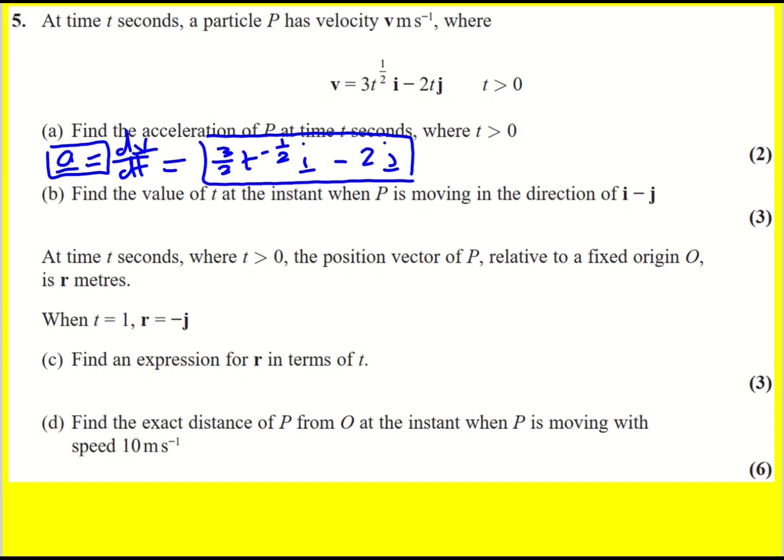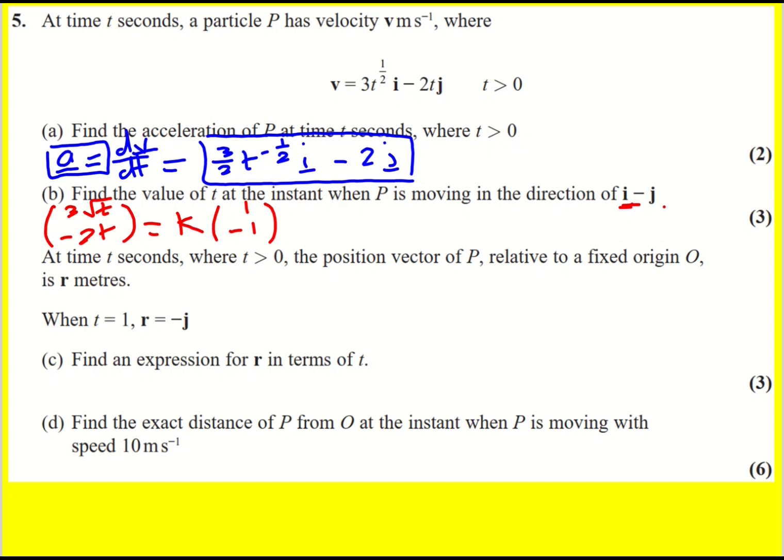To find the value of t at the instant when P is moving in the direction of i minus j, that is now relating to the velocity again. So I'm not going to have the velocity equal to i minus j. It's going to be some sort of scalar multiple. So I am now going to write it in column form. It's going to be 3 root t and then minus 2t. And that's going to equal k multiplied by 1, minus 1, some multiple of i minus j.